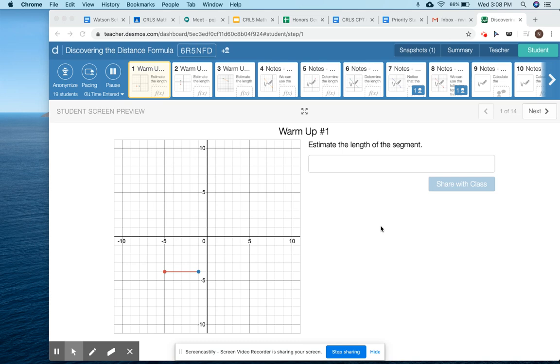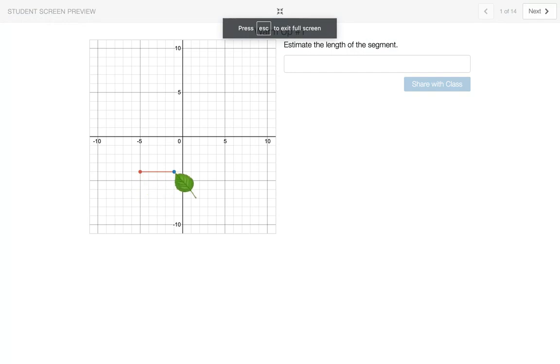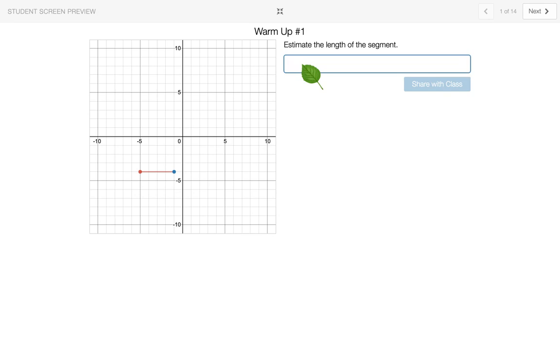Hi, everyone. In this lesson, we are going to discover the distance formula and use it to calculate the distance of a line segment in the coordinate plane. In other words, the distance between any 2 points in the coordinate plane. So first, we're asked to find the distance of a horizontal segment. Here are the endpoints. Since it's a horizontal segment, we can just measure it along the x-axis. We see it's 4 units long.